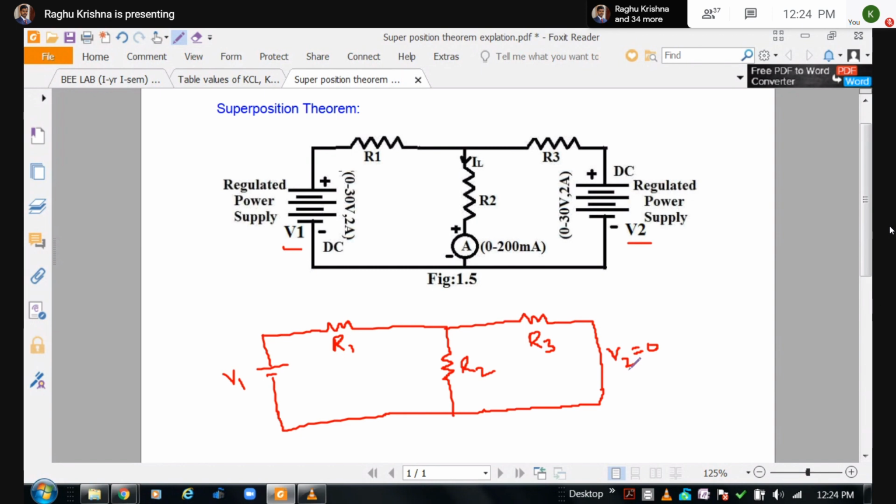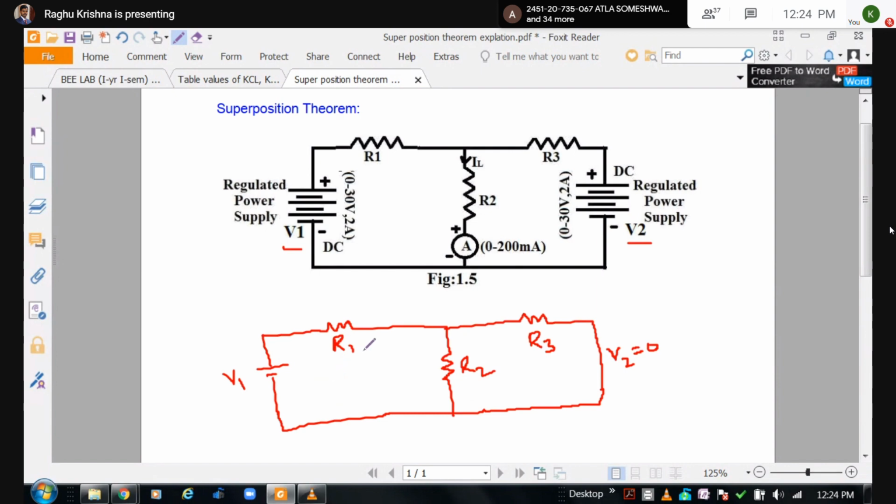Now, is it clear? Short circuit means resistance will be 0, so voltage will be 0. V equal to IR, so voltage will be 0 when resistance is 0. So we can make V2 equal to 0 by replacing the voltage source V2 with a short circuit.